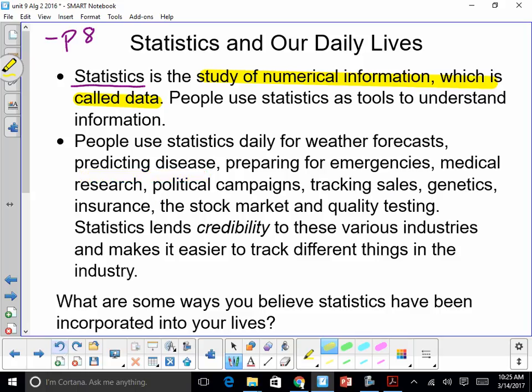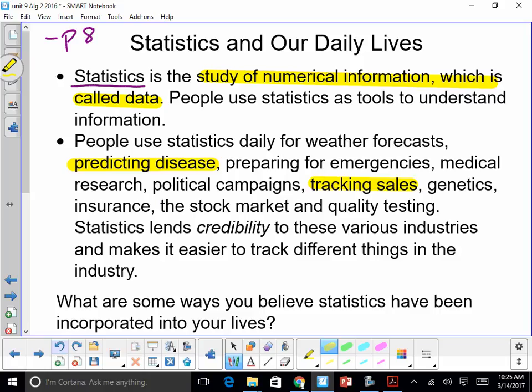Highlight. Let's see, preparing for emergencies, medical research. Let's see, political campaigns, even though that data didn't work out so much for them. Tracking sales. We know it's a semi-annual time for sales. There's someone in my home who tracks those. Right. He's working on that. Genetics, insurance. Let's see, stock market, quality testing. Mark this part: statistics lends credibility.